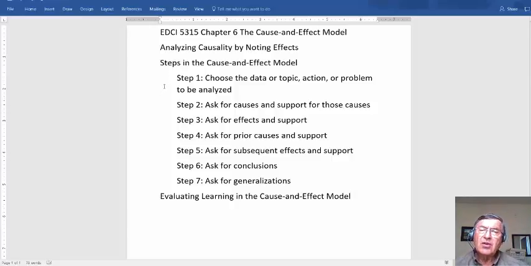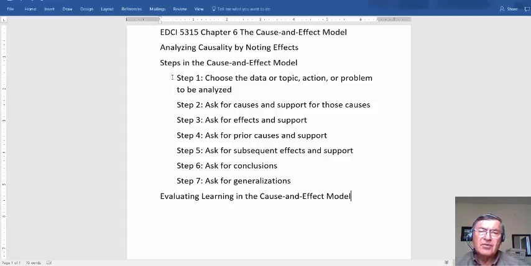Step 1. Choose the data or topic, action, or problem to be analyzed. That's going to be the teacher choosing that. And then the teacher might notice that the students do not have prior knowledge. They might need some prior knowledge. They might need to see a video, maybe a website. Maybe they're going to need some direct instruction. They give them a foundation in order to then do their cause and effect.